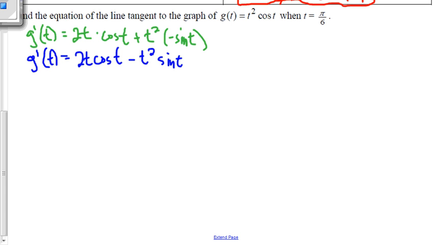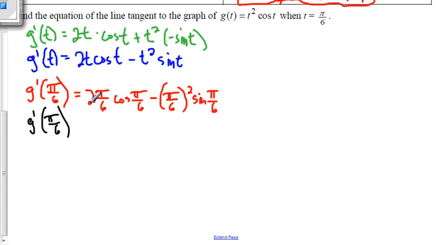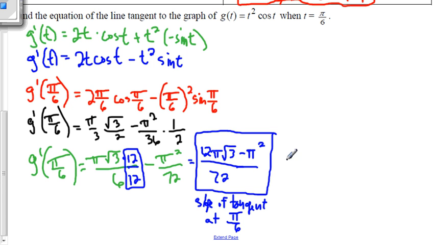Now let's find the value of the derivative when t equals pi over 6, and that'll give us the slope of the tangent line. Okay, so now we're going to simplify. 2 times pi over 6 is pi over 3. Cosine of pi over 6 is in the first quadrant, so it's going to be positive square root of 3 over 2. Pi over 6 squared is going to be pi squared over 36. And sine of pi over 6 is going to be 1/2. Let's simplify this again and find a common denominator. All right, so I found the slope of the tangent at pi over 6 to be 12 pi times square root of 3 minus pi squared over 72.